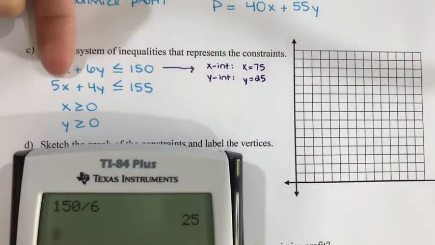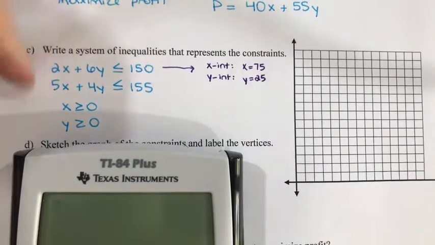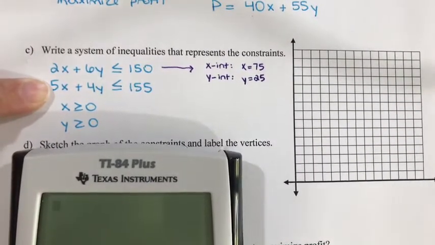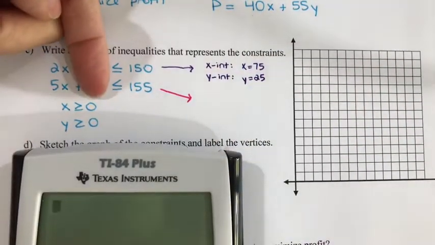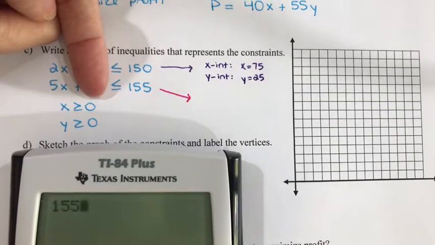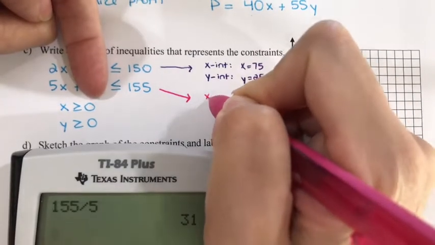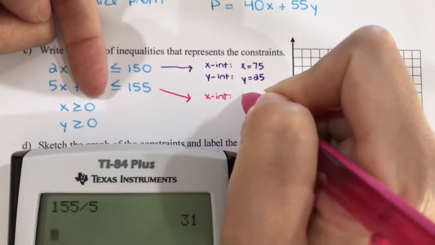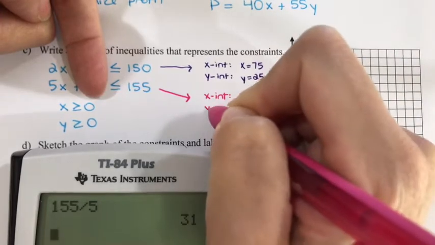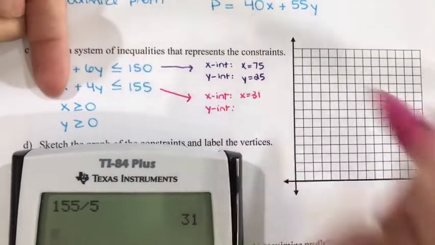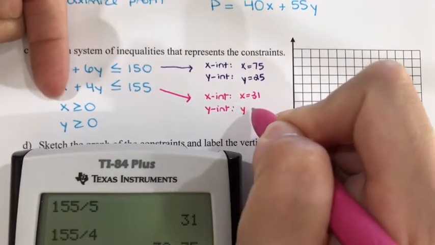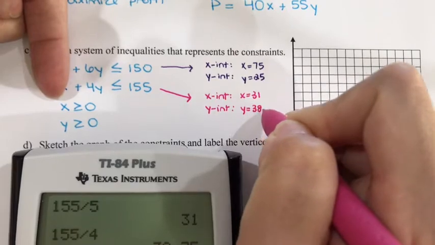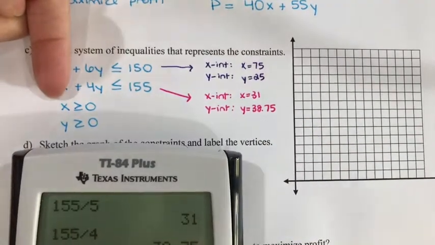Okay, easy enough. Now, before we graph anything, I'm going to do the same process for my second equation. Covering up the y to find the x-intercept, we have 31. And our y-intercept, 155 divided by 4, 38.75. Decimals are perfectly fine.